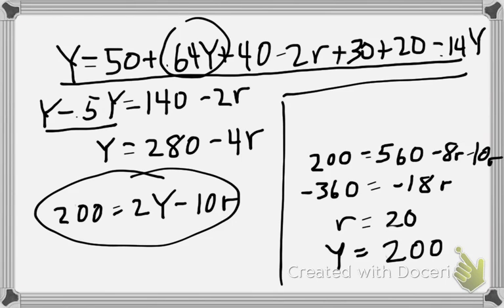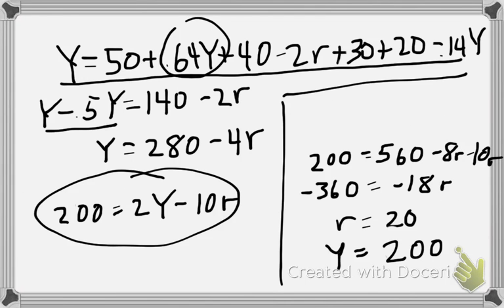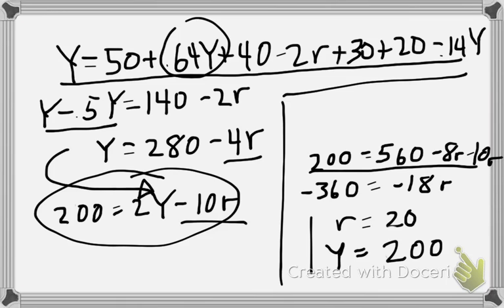Our LM curve is pretty simple. If we go back to our LM equations, we just have 200 equals 2y minus 10r. So now we can solve this by substituting. We put the y from the IS curve into the LM curve. So we have that over here: 200 equals 2 times 280, which is 560, 2 times minus 4r is minus 8r, and then the minus 10r here. So we have minus 360 equals minus 18r, and our solution then is r equals 20, y equals 200.